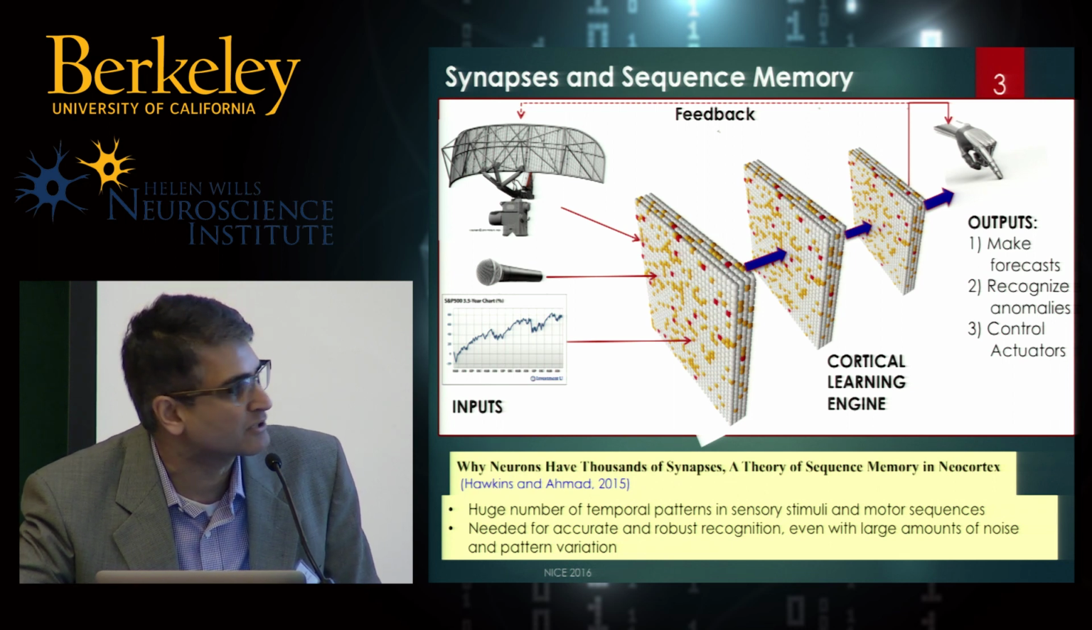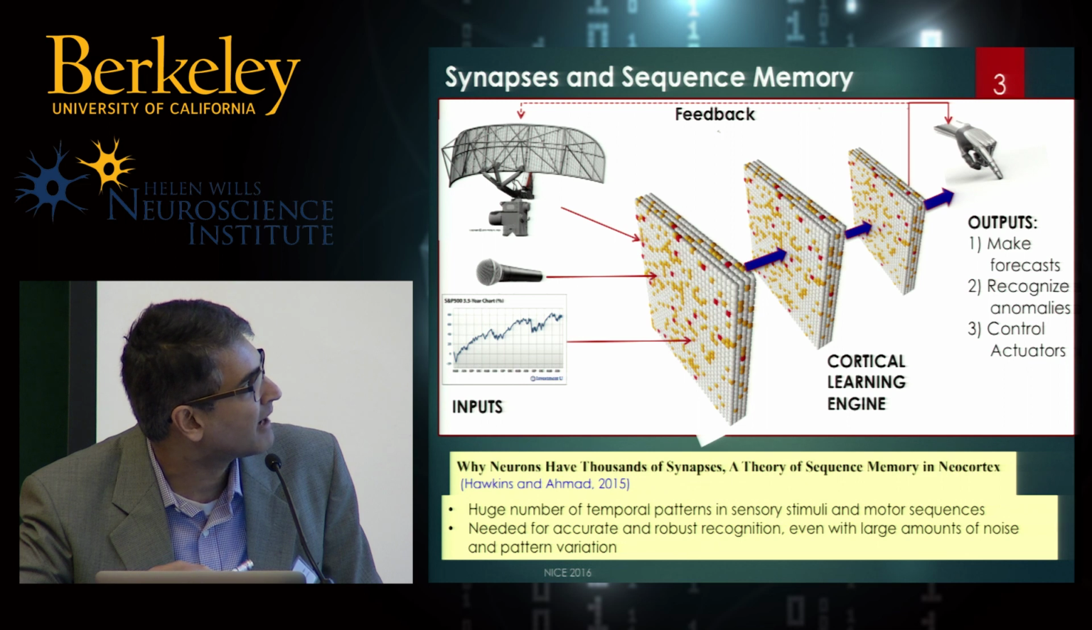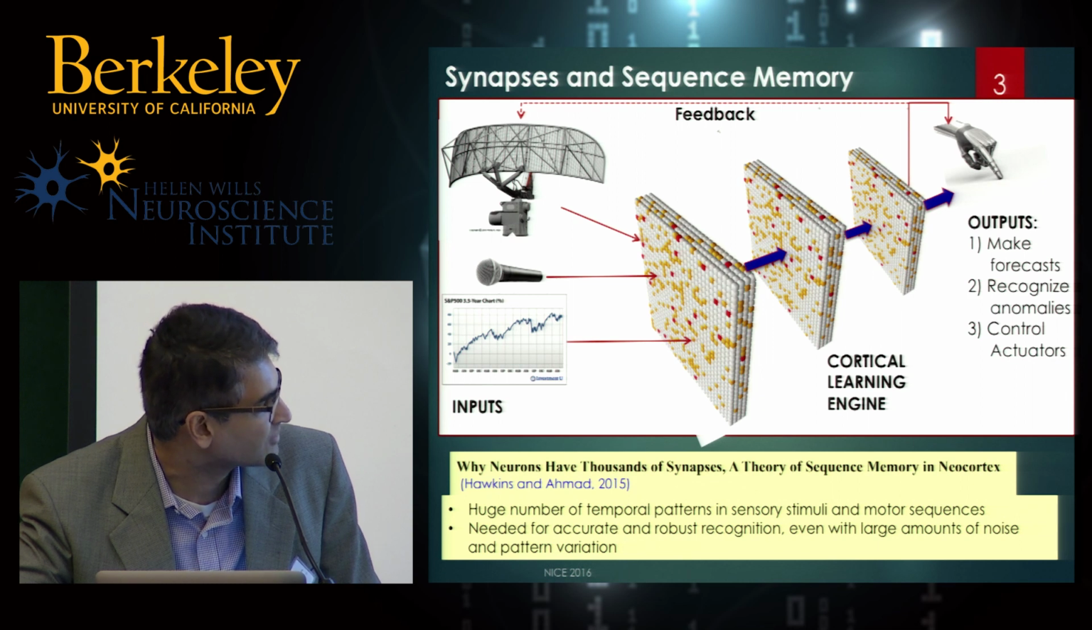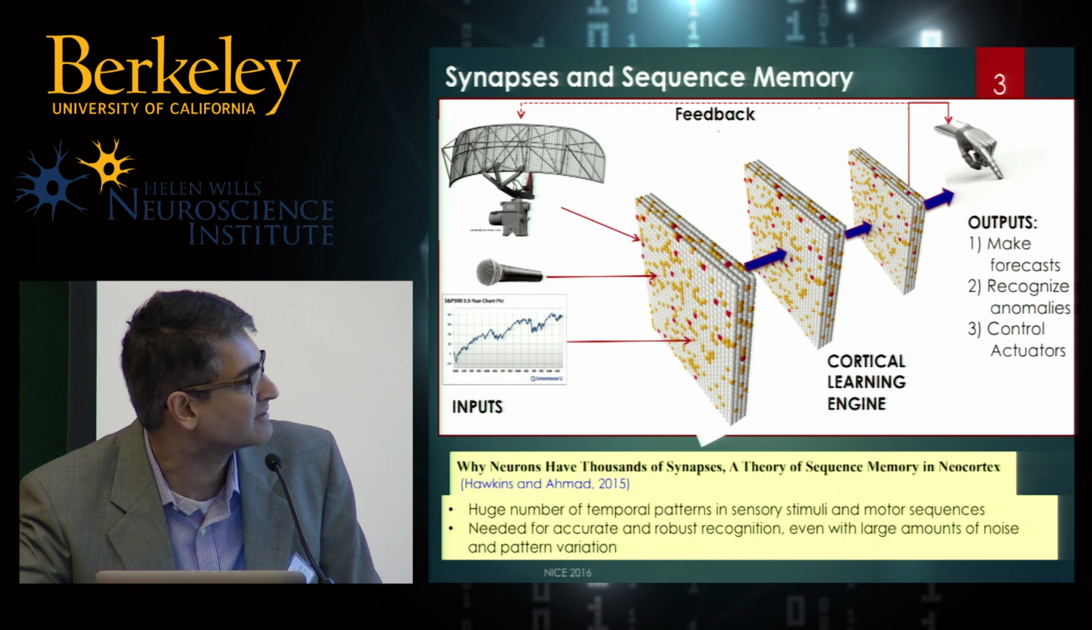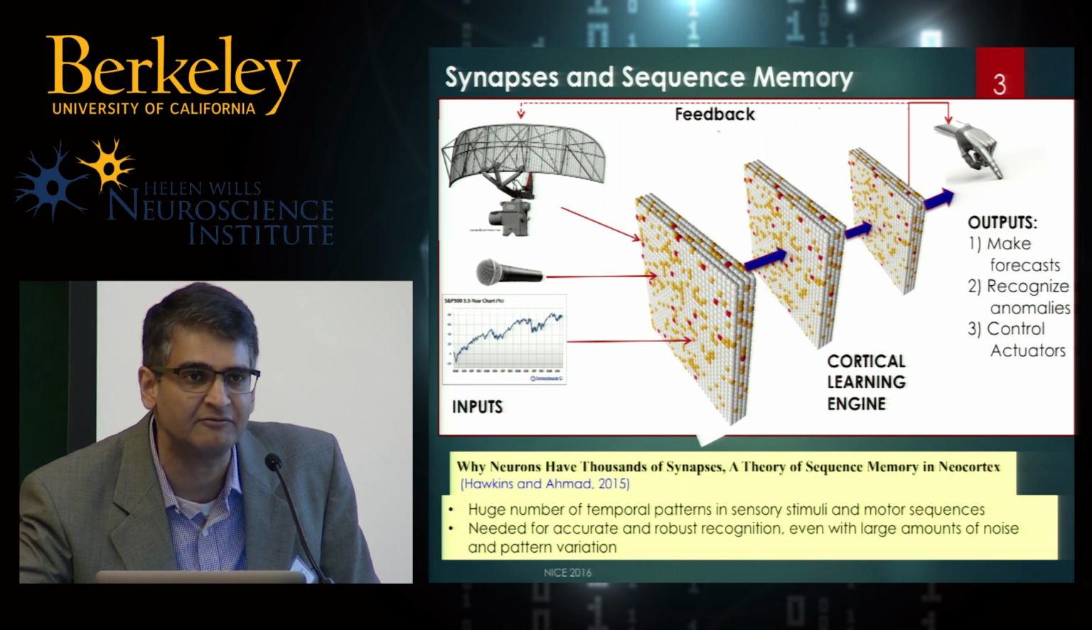There's a nice paper which summarizes why we need so many neurons and so many synapses. Because there are so many possible temporal patterns that could come from these inputs, having thousands of neurons and so many synapses gives us the ability to robustly recognize these patterns, even in the presence of a large amount of noise and variation.